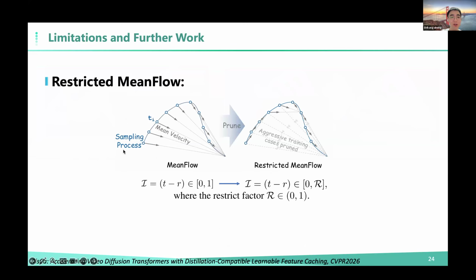So what we first do is a restricted mean flow. For example, the original mean flow tries to train the mean velocity of the whole generation process from the beginning to the end, which is from 0 to 1. And we degrade its training target to a relatively simple one: we train, for example, the first 10 steps' mean velocity, and then the next 10 steps' mean velocity, and so on. So we changed this 1-step generation method to a few-step generation method.